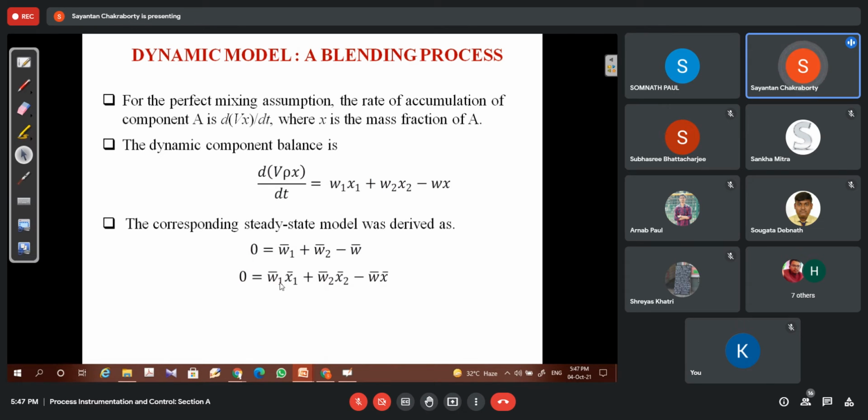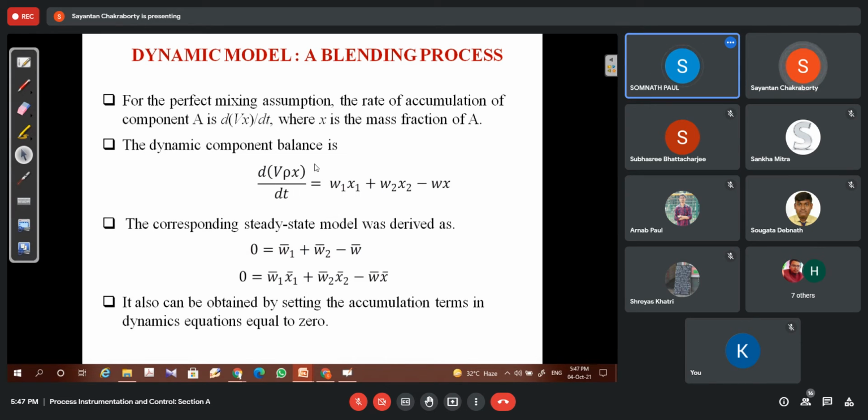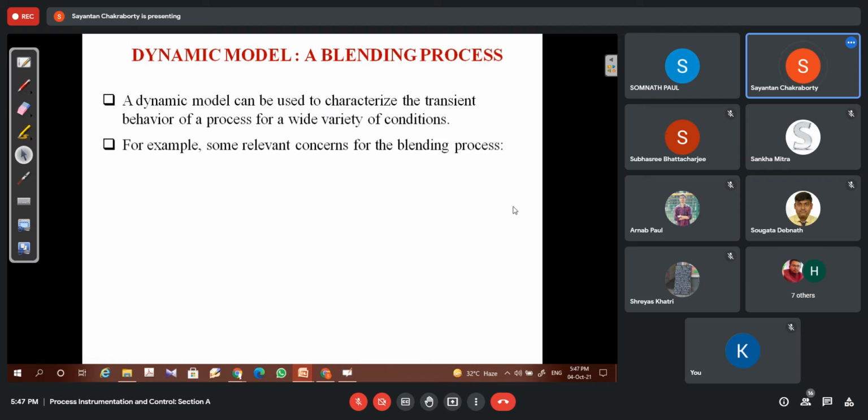Since the steady state is achieved, we will get 0 on the left hand side. These are the steady state equations. These equations can be arrived at by setting the left hand side of the dynamic equations that we discussed in the last class to 0. So, this dynamic model can be used to characterize the transient behavior of a variety of processes under a variety of conditions.